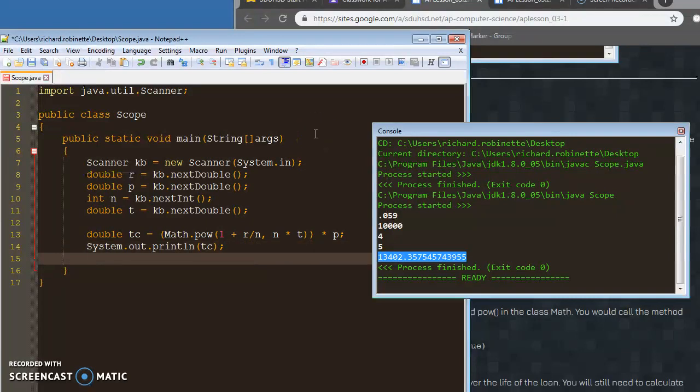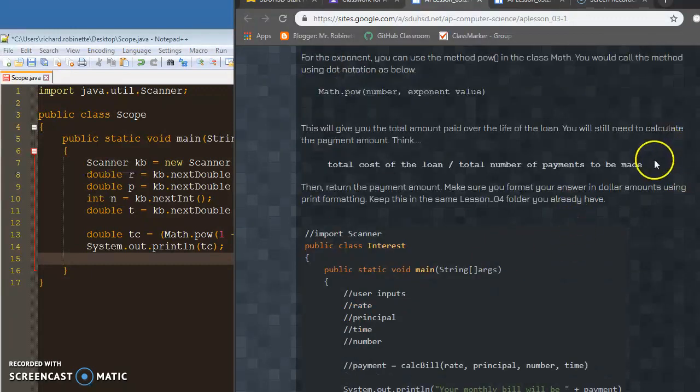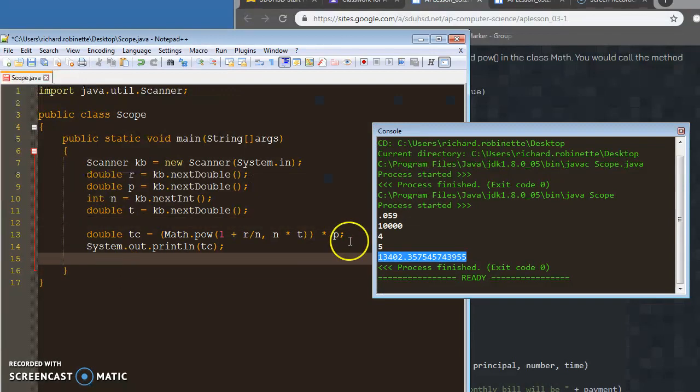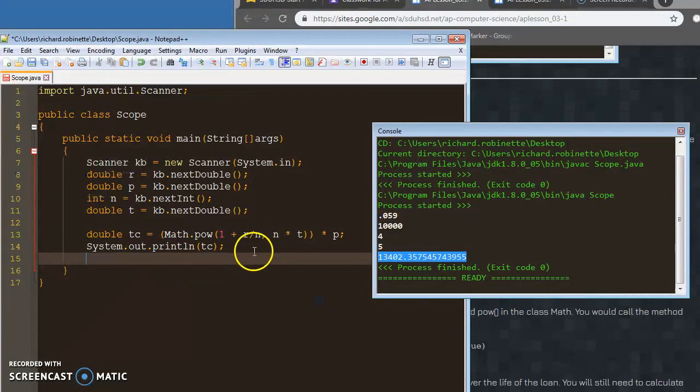Once I'm done with the total cost of the loan, now I have to calculate the payment. And I gave you some hints here. Total cost of the loan divided by total number of payments to be made. Let's say I have a 5-year loan, so I'm making a payment on a car. How many of these kinds of payments am I going to make on a 5-year loan? Somebody tell me. 60 payments. How'd we get that? 12 times the 5 years.